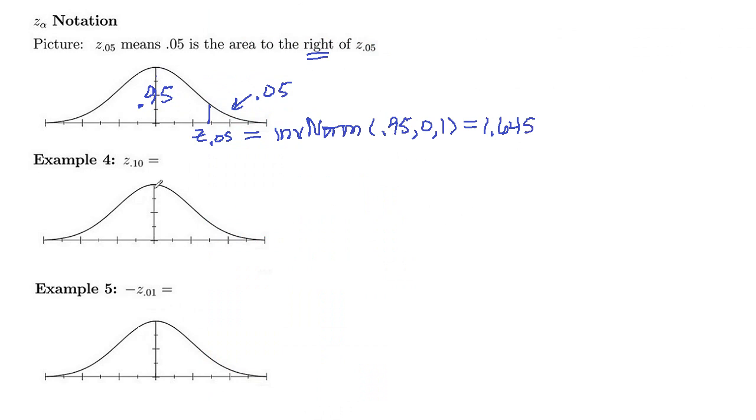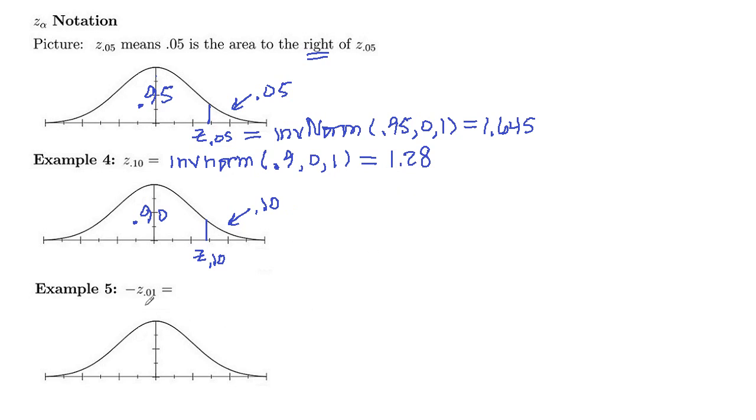And then why don't you try this one? Z.10. What would that be? So pause the video for a second and enter that one in your calculator. So did you get 1.28? So Z.10 means that the right area is 0.10. So this is 10% of the area. And so the left area then is 0.90, 90%, so that's 90th percentile. So inverse norm 0.9 comma 0 comma 1 should get 1.28.